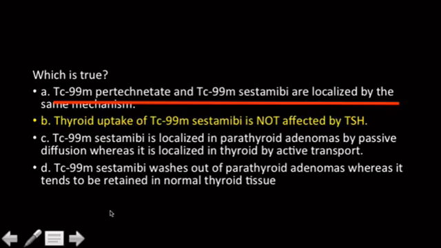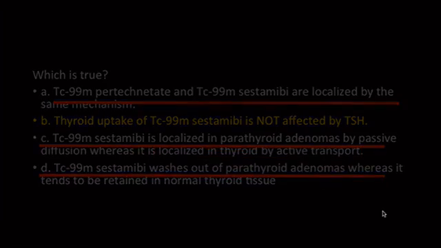Now, so this is true, but it's not localized through active transport, right? That's the I-123, I-131, and pertechnetate. So that's wrong. And then this is sort of not true either, right? That's the exact opposite of the mechanism for how that works. All right, so that's it. That's the end of this talk.